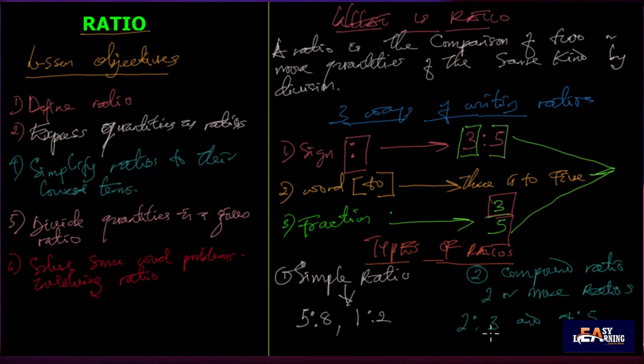So in this introduction, it was just for us to know what ratio is. That ratio is the comparison of 2 or more quantities of the same kind by division. Mainly we compare by dividing, and we've seen the ways of writing ratios. We can use a sign, we can use words, we can use a fraction, and the types of ratio: simple ratio, compound ratio.